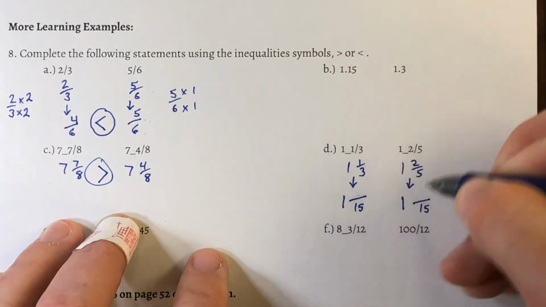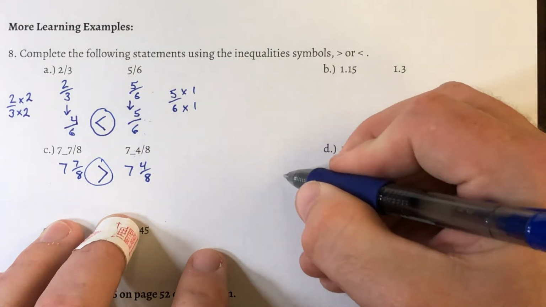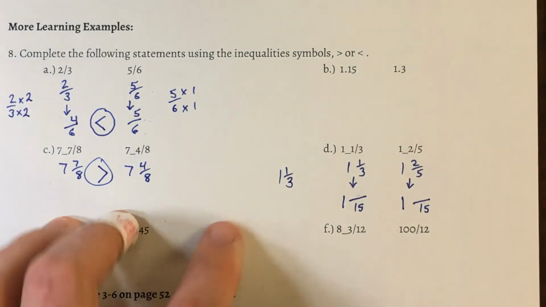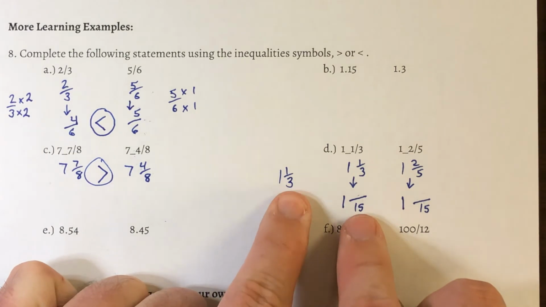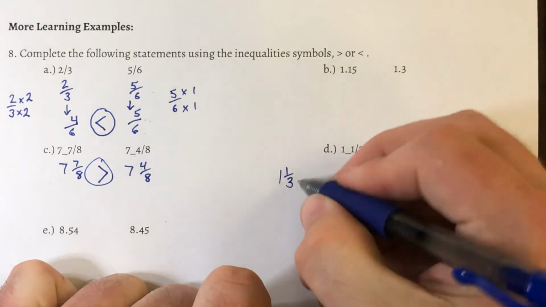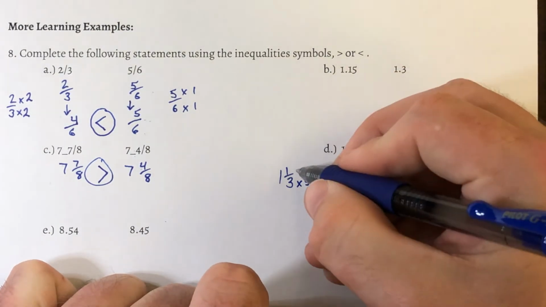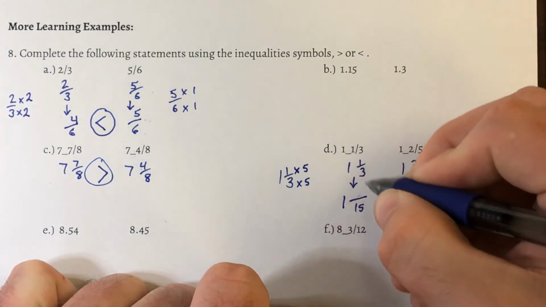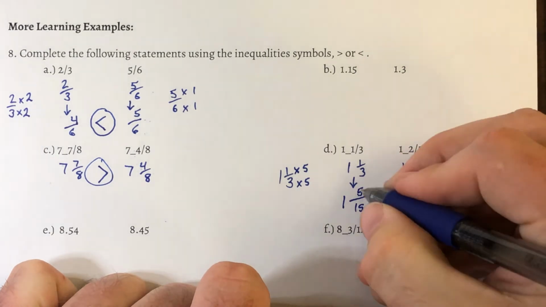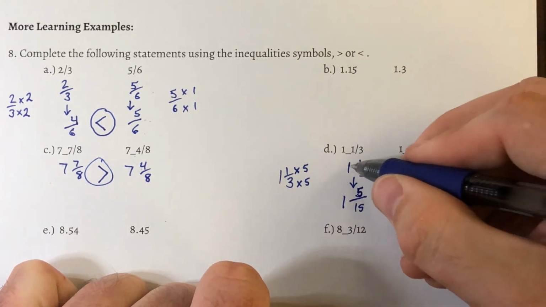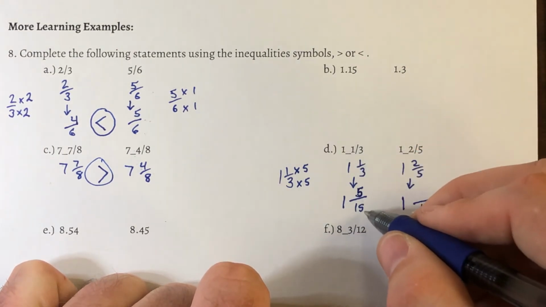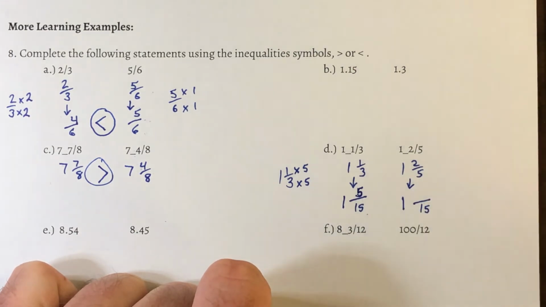Now, you are going to figure out your numerators. So I have 1 and 1/3. Ask yourself, how do you go from 3 to 15? Well, 3 times 5 is 15. What you do to one thing, do to the other. 1 times 5 is 5. So 1 and 1/3 is the same as 1 and 5/15. Next, 1 and 2/5.